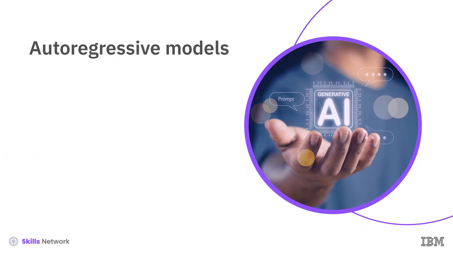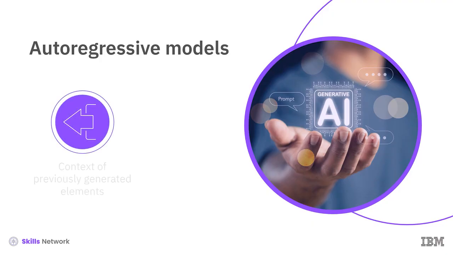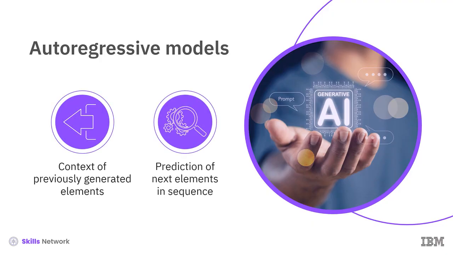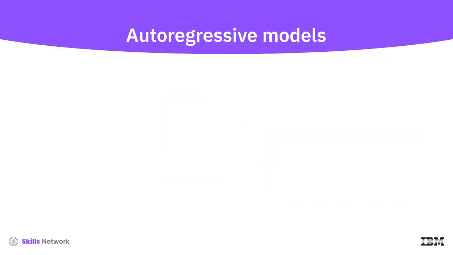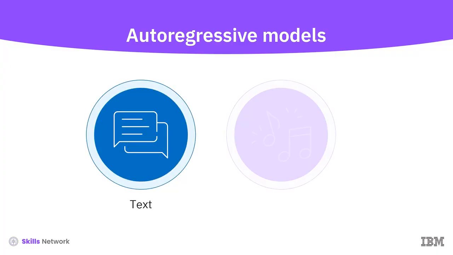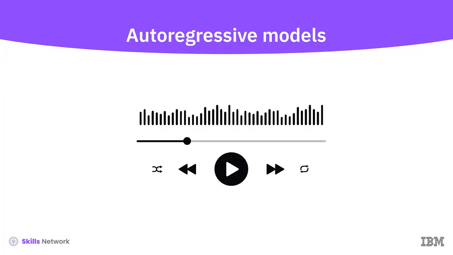Autoregressive models create data sequentially, considering the context of earlier generated elements. These models predict the next element in the sequence based on the previous one. These models can generate sequences of data like text or music. For example, a music composition tool powered by an autoregressive model can generate new melodies. WaveNet is one of the examples of an autoregressive model that generates raw audio waveforms, producing high-quality, natural-sounding speech.